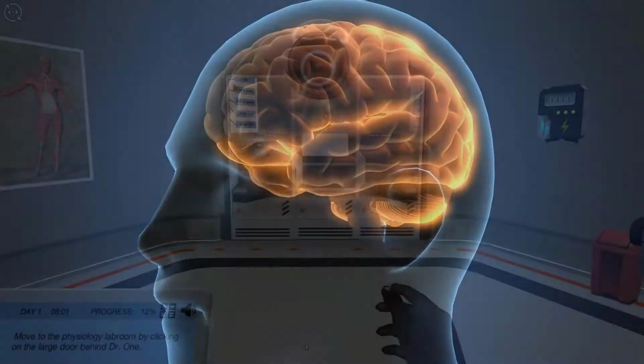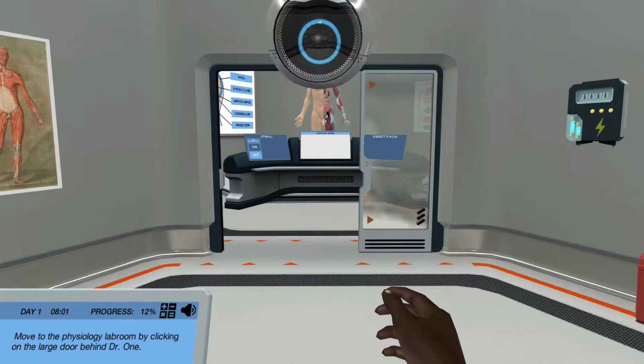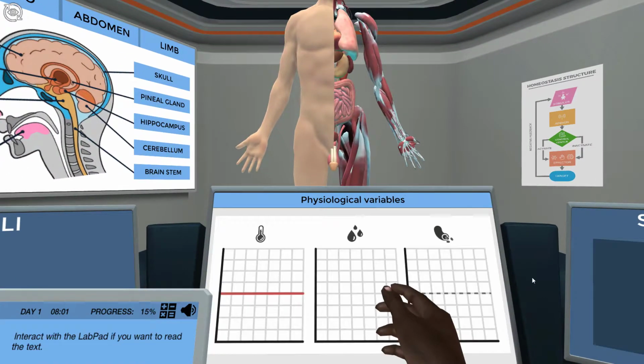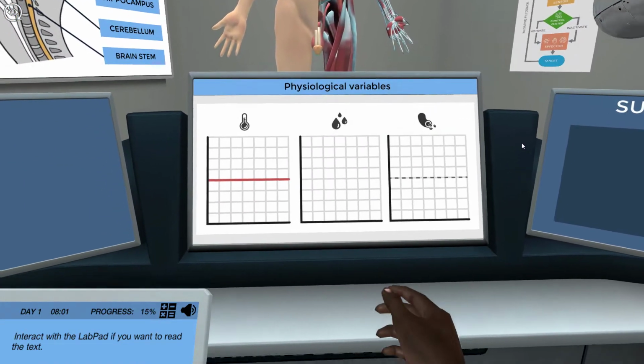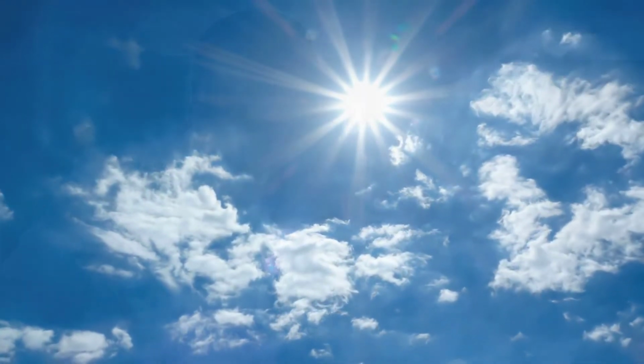Okay, before we learn more theory, let's head over to our physiology area to test it out. Move to the physiology lab room by clicking on the large door behind Dr. 1. Today is a really hot and sweltering day, and it is quite uncomfortable to stay outside.